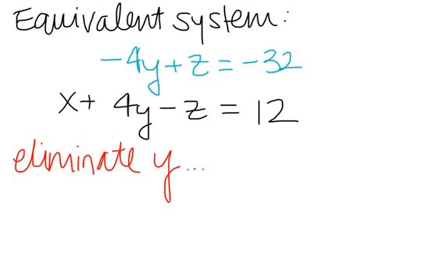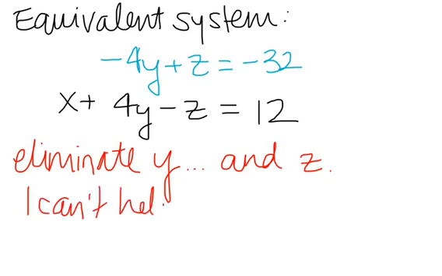But what happens? So at this point, to eliminate y, I would just add these equations together. But when I do this, I will also eliminate z. There's no way around it, because I can't help it, right? I have to. All right, so let's do that.